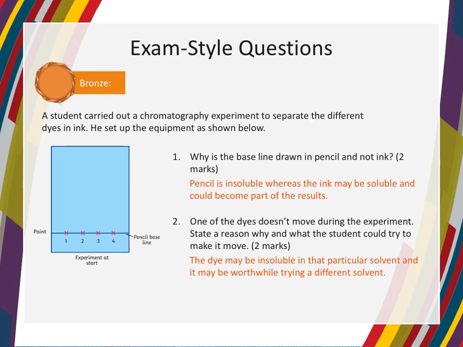So there's your answers. Why is a baseline drawn in pencil? The fact that it's drawn in pencil is really important. Pencil is insoluble. If I was to use ink, the ink would get drawn up with the solvent because ink is soluble, so it could affect the results. One of the dyes doesn't move during the experiment. State a reason why and what the student could do to make it move. If a dye doesn't move, it's because it's insoluble in that solvent. So a way to change that is to experiment using different solvents that might be able to dissolve it and drag it up the paper. That's a tricky question.